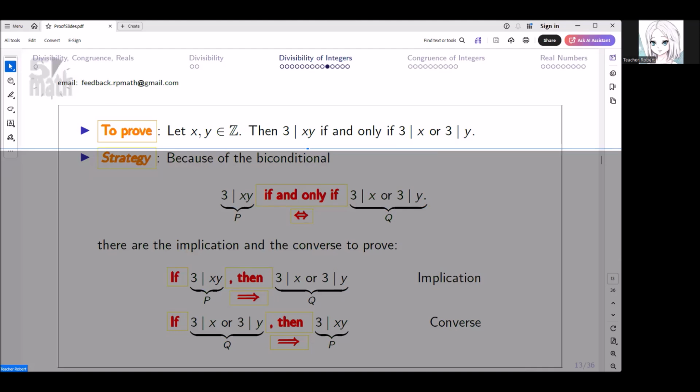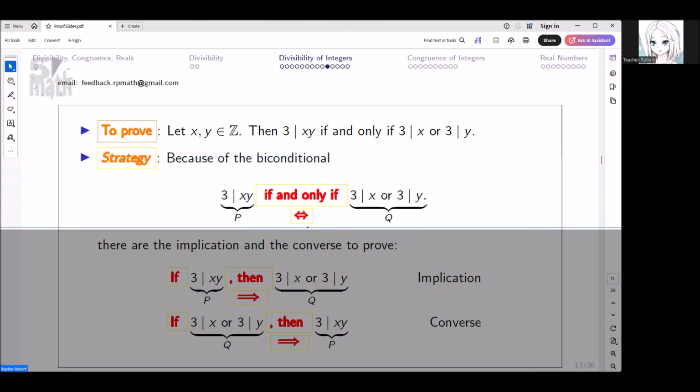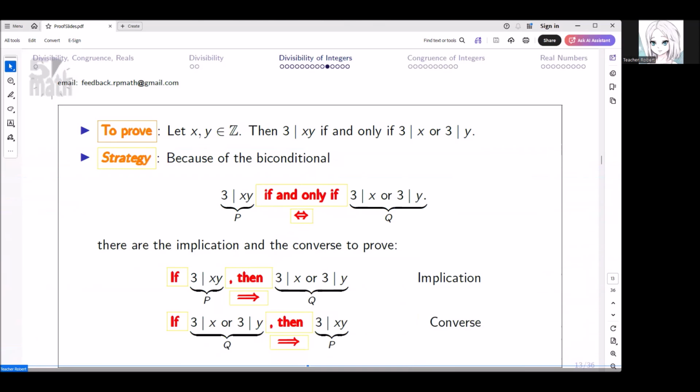To prove, let x, y be elements of the integers. Then 3 divides xy if and only if 3 divides x or 3 divides y. Strategy. Because of the biconditional, p if and only if q, there are the implication and the converse to prove. Implication. If 3 divides xy, then 3 divides x or 3 divides y. If p, then q. Converse. If 3 divides x or 3 divides y, then 3 divides xy. If q, then p.